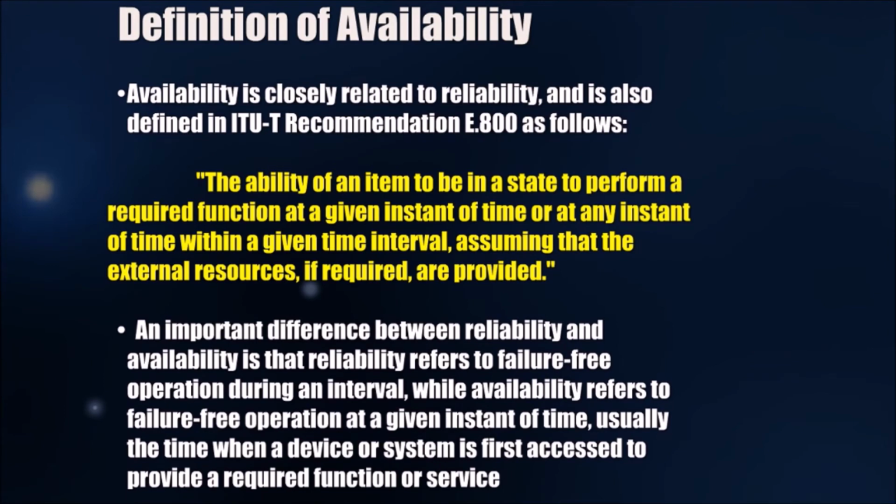Definition of availability. Availability is closely related to reliability, and is also defined in ITU-T recommendation E.800 as follows: the ability of an item to be in a state to perform a required function at a given instant of time or at any instant of time within a given time interval, assuming that the external resources, if required, are provided. An important difference between reliability and availability is that reliability refers to failure-free operation during an interval, while availability refers to failure-free operation at a given instant of time, usually the time when a device or system is first accessed to provide a required function or service.